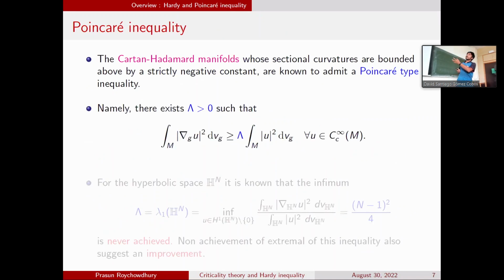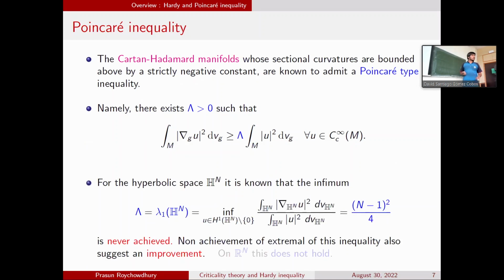And what is the Poincare inequality? There exists a positive lambda for which this kind of inequality holds true. Example: hyperbolic space. We know for hyperbolic space, the sectional curvature is always minus 1. Then one can check the Poincare inequality holds true. In fact, one can compute this lambda. If we consider the Rayleigh quotient, then (n minus 1) squared over 4 will be that lambda. In the literature, it is known as the Poincare constant.